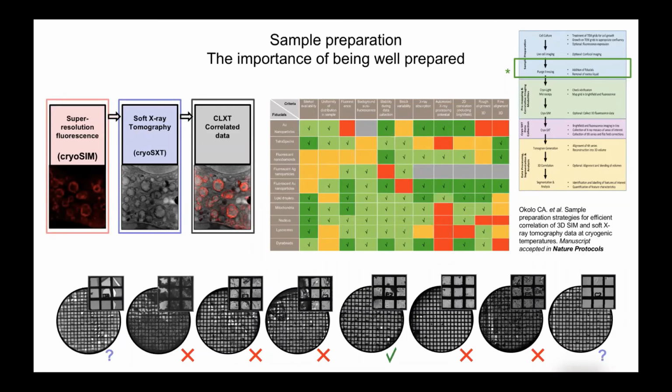Well-prepared samples means that the data could be correlated semi-automatically, and you can do it in a day as opposed to spending several days per tomogram. I'm showing the super resolution fluorescence here, and how these are brought together. It's very important, first of all, for the samples to be prepared with correlation in mind. So you need to consider fluorescence of vesicles that you can track, as well as including fiducials like alignment markers that can be seen in both methods.